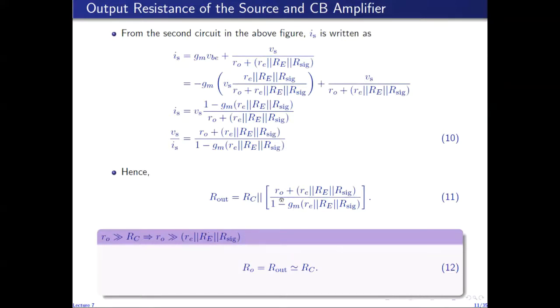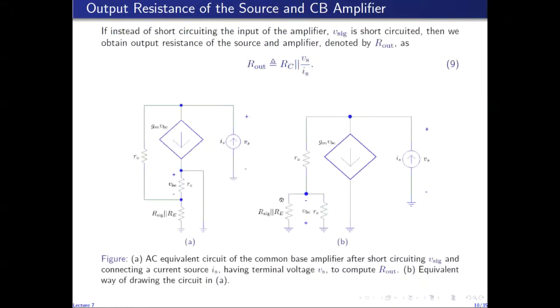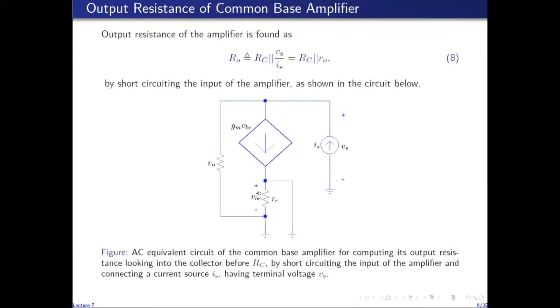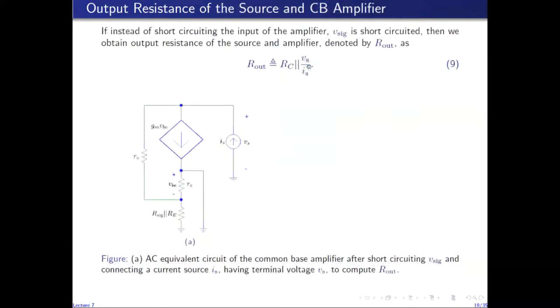So in the expression for the output resistance of the common base amplifier, when r0 is much greater than RC, then capital R out is approximately given by RC. This parallel combination becomes approximately equal to capital RC.